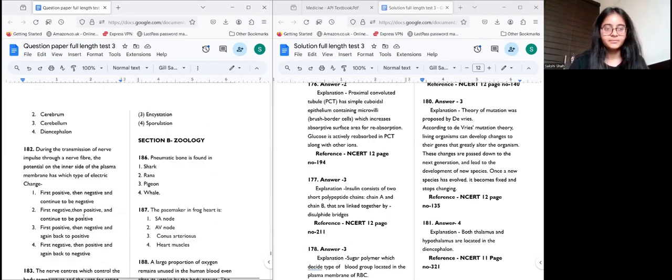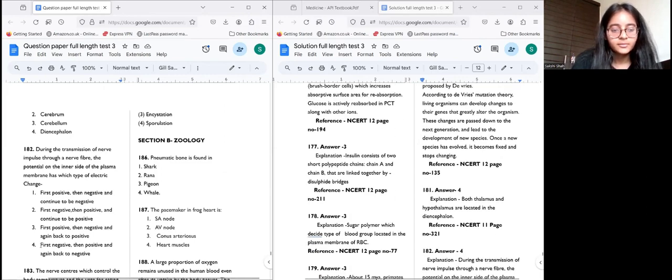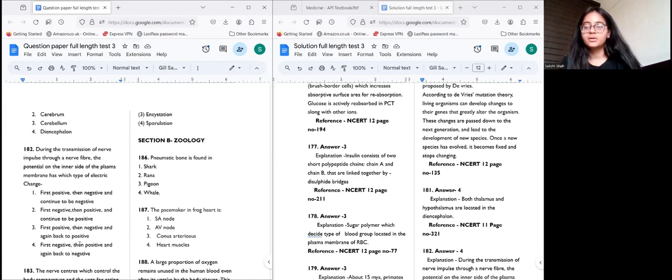Direct NCERT line. For 182, during the transmission of a nerve impulse along a nerve fiber, the potential on the inner side of the plasma membrane has which type of electrical charge? Let's see. The answer for this is option number 4. The inner side is first negative, then positive, then it goes back to negative.